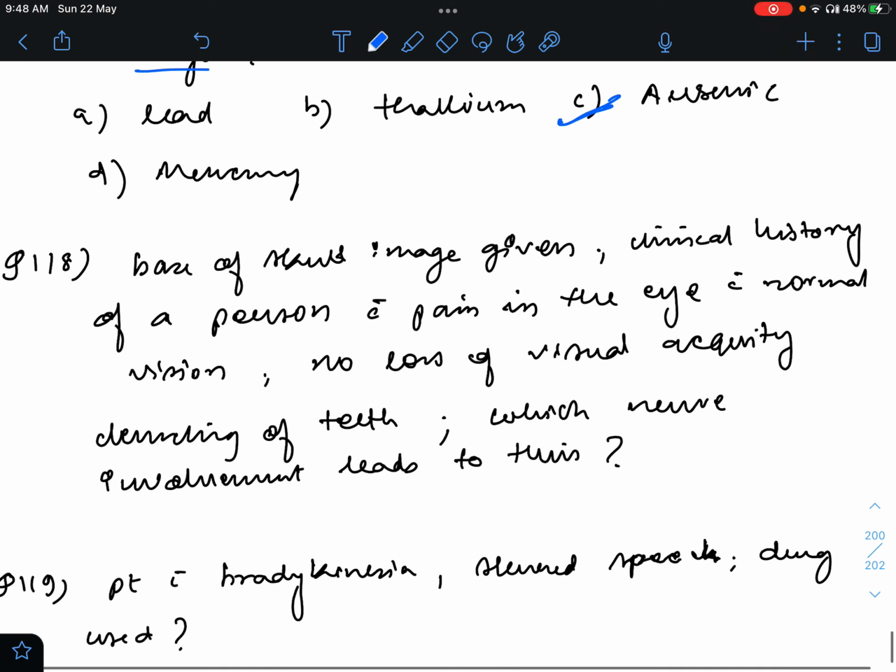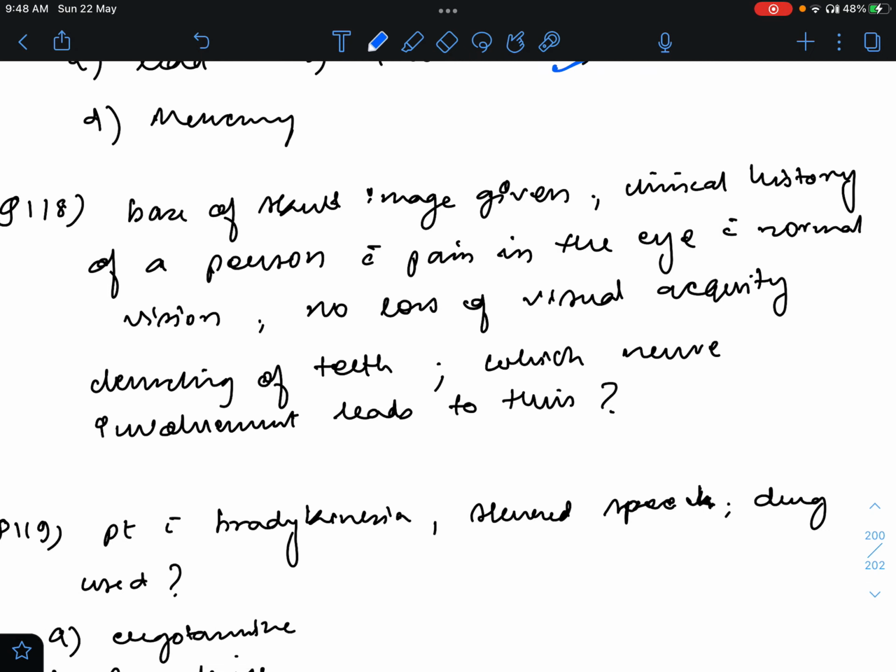Question number 118. A base of skull image was given. Clinical history of a person is there. I don't remember the history exactly, but they mentioned that he had some pain in the eye, but his vision and everything was normal. Visual acuity was normal, and he is clenching of the teeth. Which nerve involvement leads to this?